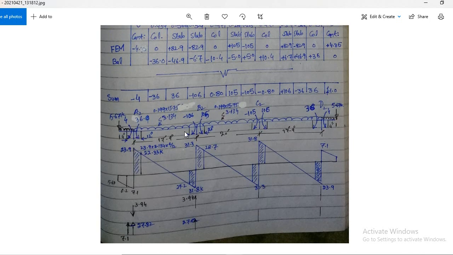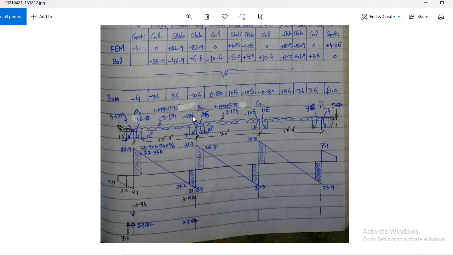Similarly you see here 7.1 kip is the reaction for that cantilever portion, and 27.82 is the reaction due to the 3.134 times 17.75, 17.75 divided by 2. So this is the reaction due to this UDL loading. And this is the reaction due to these fixed end movements, or support movements.